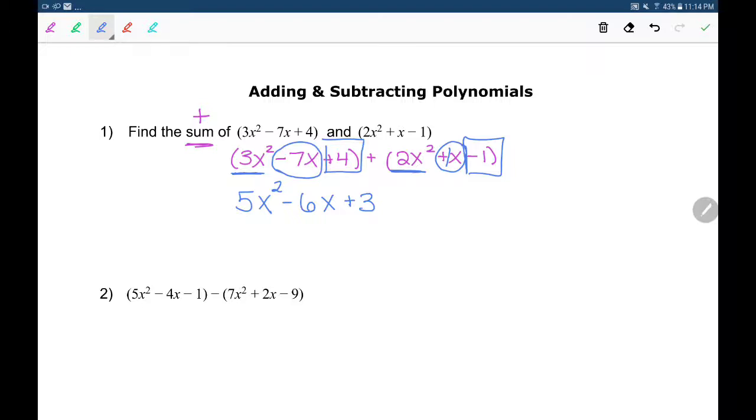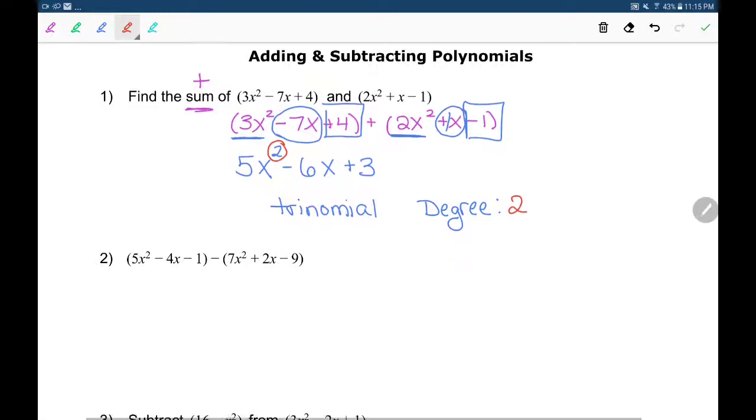So what we're left with is 3 separate terms, which would make this a trinomial because it has 3 parts. And something else that a few of you asked questions about is the degree. The degree means the highest exponent. So for this problem, our degree is 2. It's the highest exponent, or highest power.